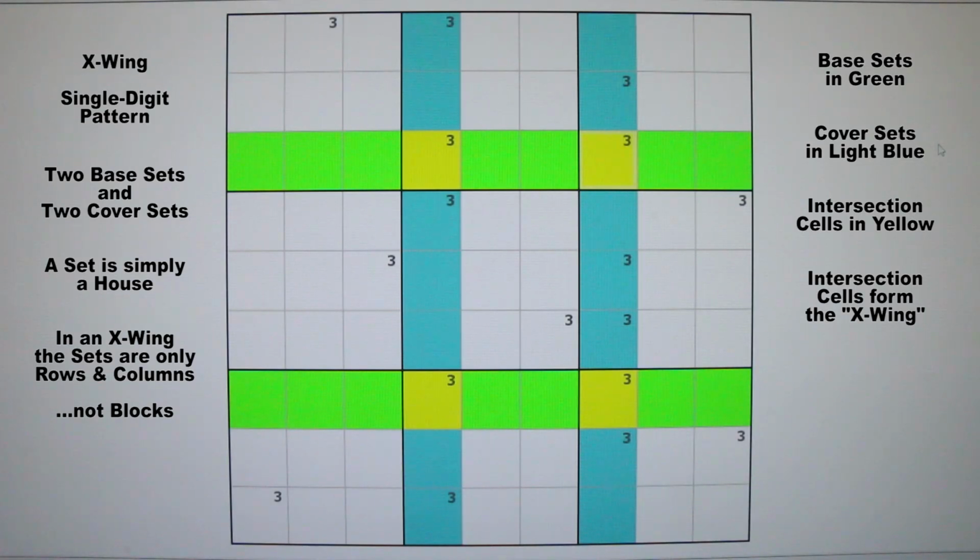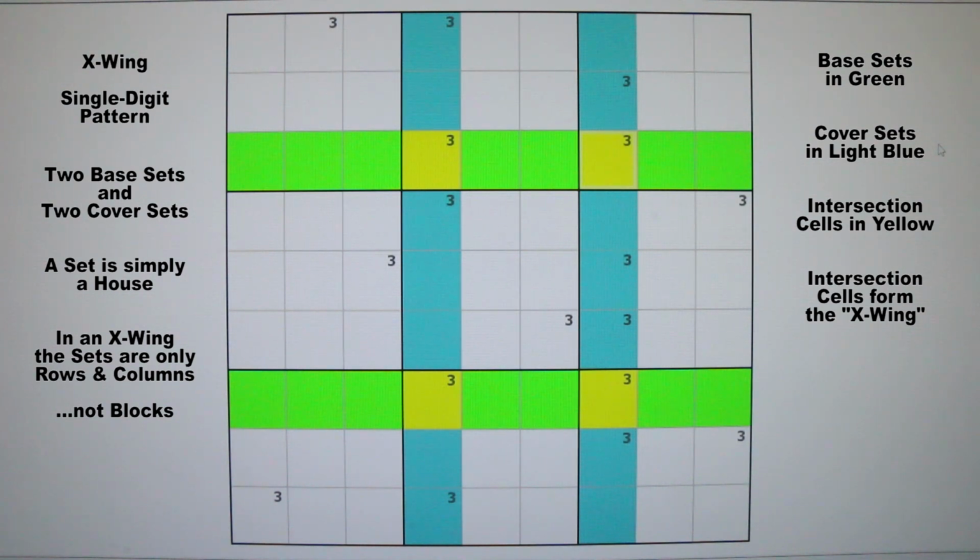The explanation of the logic behind X-Wings using the standard base set and cover set perspective or reasoning is, in my humble opinion, a little convoluted and hard to understand. So I'm going to quickly explain this concept to you, but then I'm going to show you what I think are some much better and much easier ways to think of them, identify them, explain them, and prove them, okay?